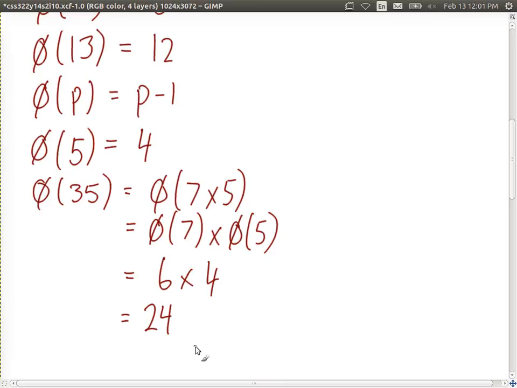One way, if you know the factors, calculating the totient is easy. If we know 7 and 5, it's easy to find 24. But if we don't know the prime factors of this number, then calculating the totient is hard. And in fact, that's a key part of RSA, public key cryptography.